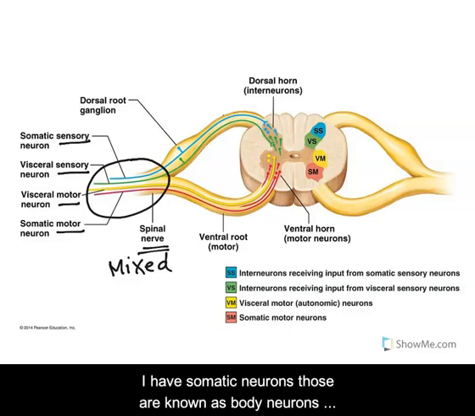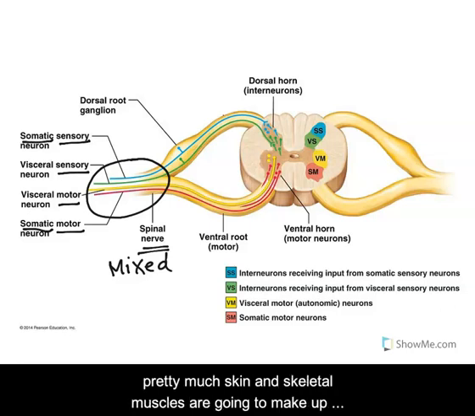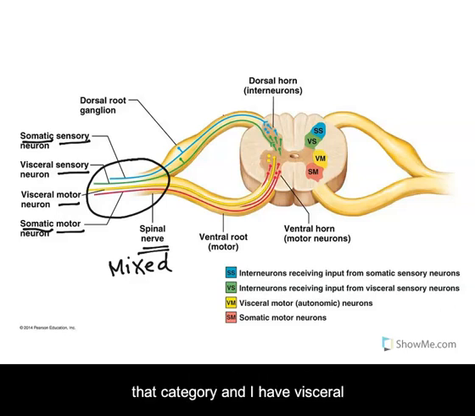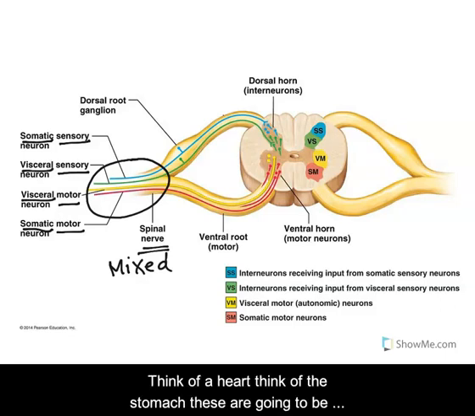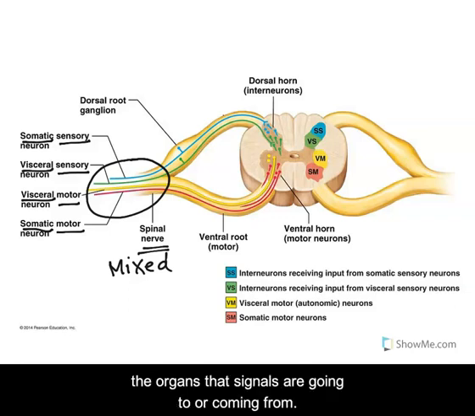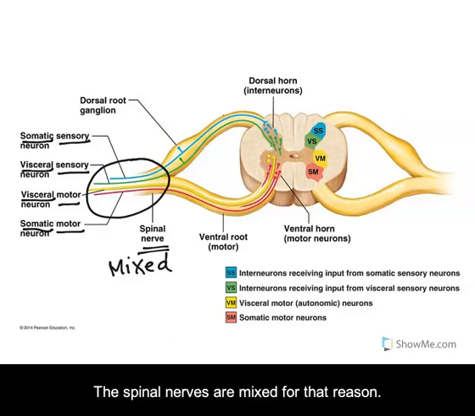I have somatic neurons. Those are known as body neurons. Pretty much skin and skeletal muscles are going to make up that category. And I have visceral neurons. These are organs. Think of the heart, think of the stomach. These are going to be the organs that signals are going to or coming from. So spinal nerves are mixed for that reason.